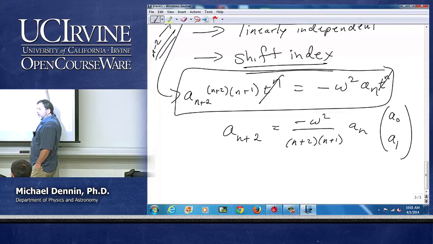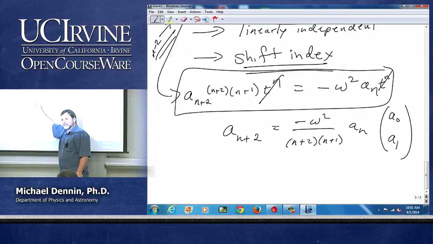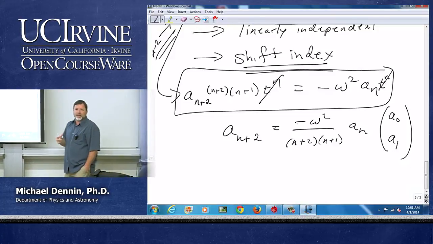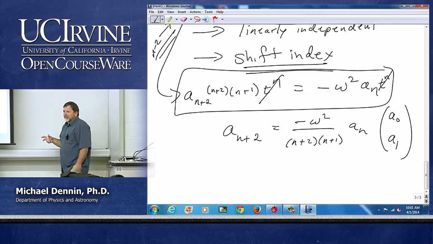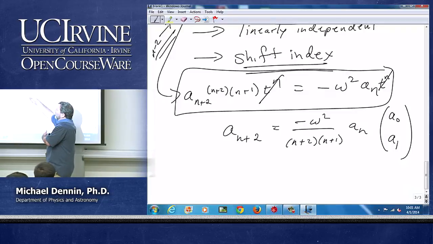if I start with A0, I get an even series. If I start with A1, I get an odd series. That's a key physics sort of insight that I get from my recursion relation. Less key, this is more along the lines of the factorial, which I liked, and some of the other things.